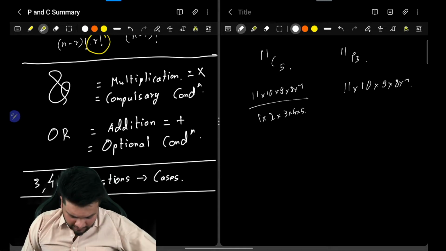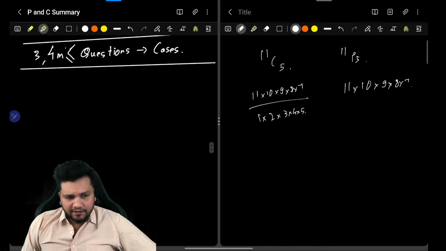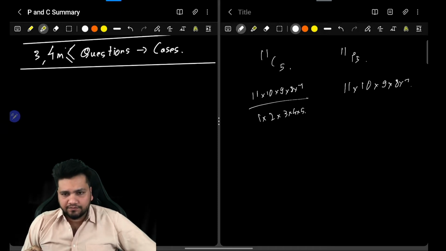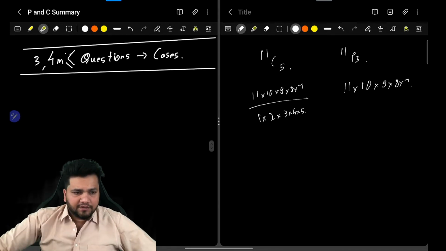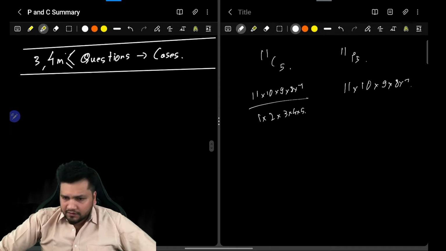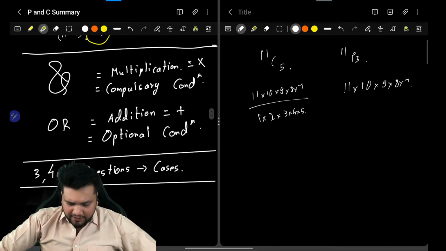And the most important part: if they ask you questions of 3-4 marks, then there will be 100% cases which you need to form. That's all you have in permutation and combination, nothing more. Whenever they ask you 3-4 marks questions, remember that you will always have multiple cases.